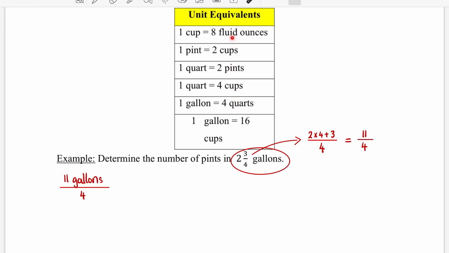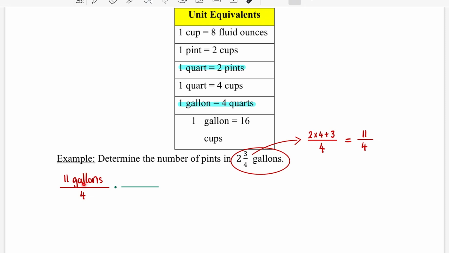By checking my table, I don't have the direct conversion between gallon and pints, but I do have gallon to quarts and then quarts to pint. So what I would do is convert this gallon into quart first, and then convert from quart to pints. So I will multiply by a fraction, and this fraction needs to be equal to 1. And I want to cancel out the gallon and give me back quart.